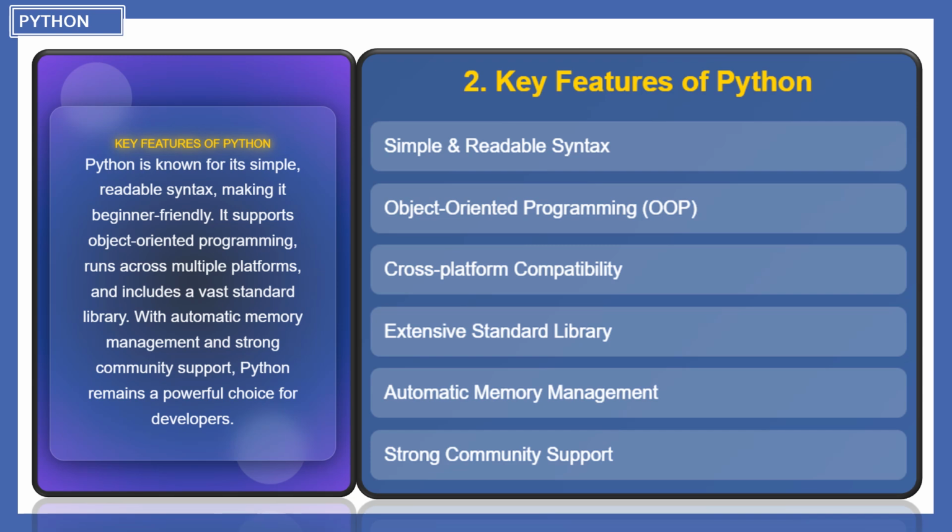This means you do not need to declare the type of a variable before using it. The interpreter automatically detects the type based on the assigned value. This makes Python flexible and speeds up the coding process.